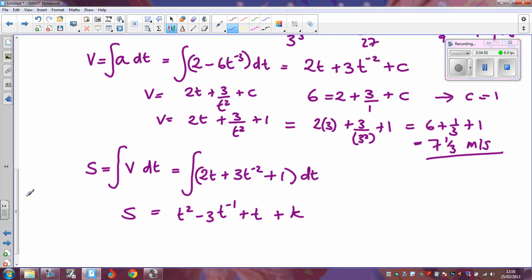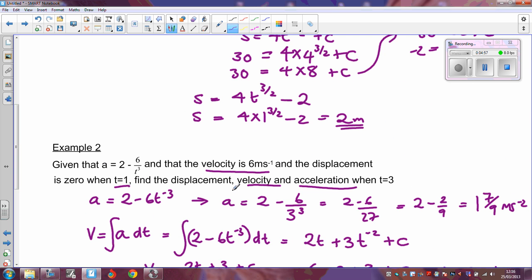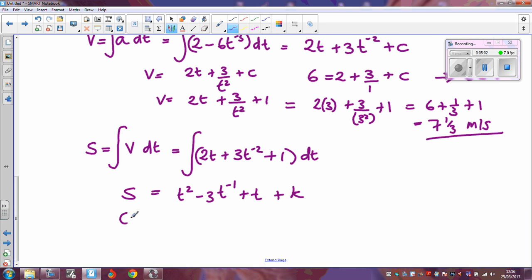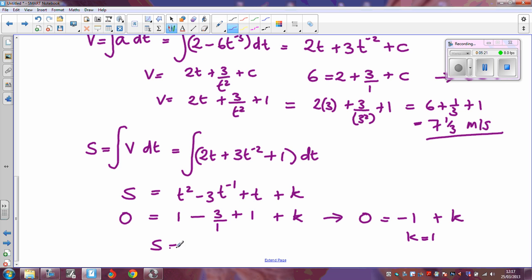And we are told that the displacement is 0 when t is 1. So 0 is going to equal 1 minus 3 over 1 plus 1 plus k. So 0 is going to be 2 take away 3, that's minus 1 plus k, so k is going to be 1. So our expression for the displacement is s equal to t squared minus 3 over t plus 1.